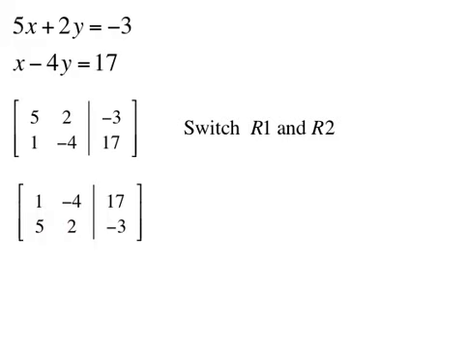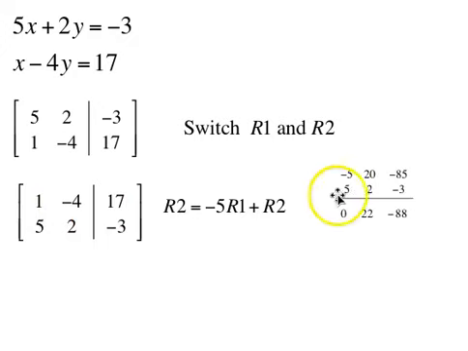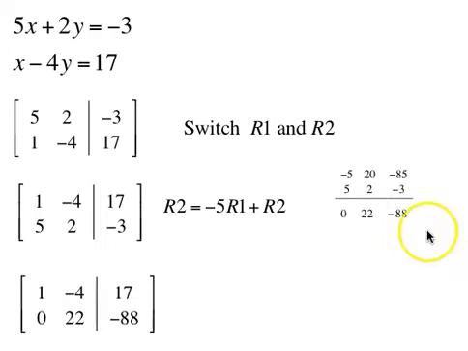So we'll say row 2 is negative 5 row 1 plus row 2. Negative 5 times row 1: negative 5, positive 20, negative 85. Add that to row 2: 5, 2, negative 3. Negative 5 and 5 is 0. 20 and 2 is 22. Negative 85 and negative 3 is negative 88. And to get into our finished form, we will turn the 22 into a 1. So we'll take the old row 2 and divide by 22. Or if you prefer, you could take 1/22 times the old row 2.